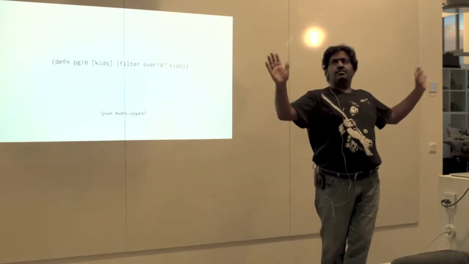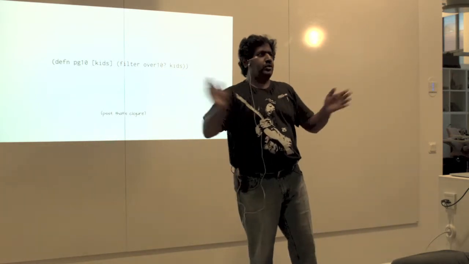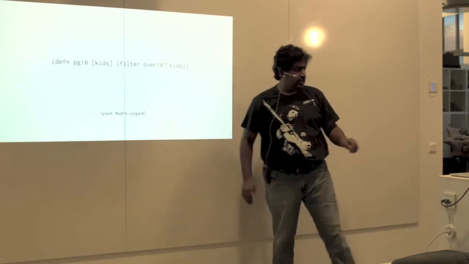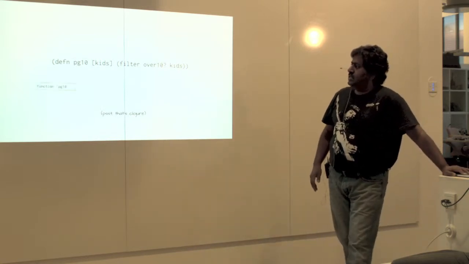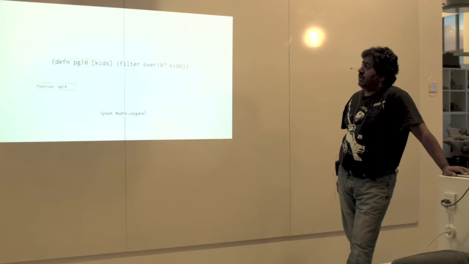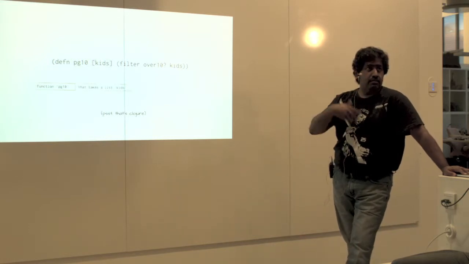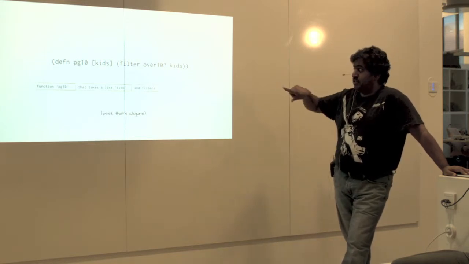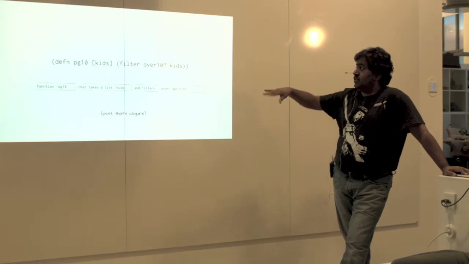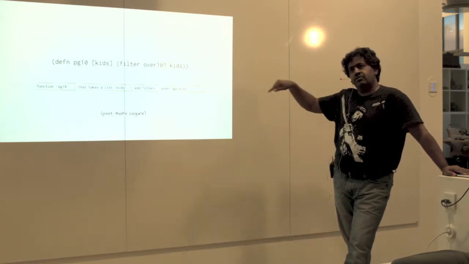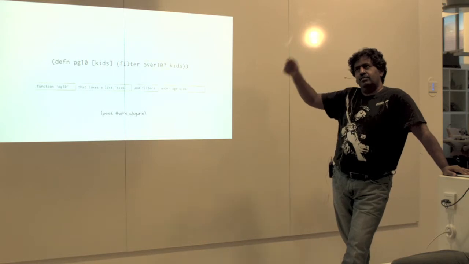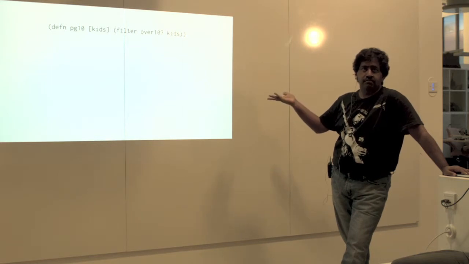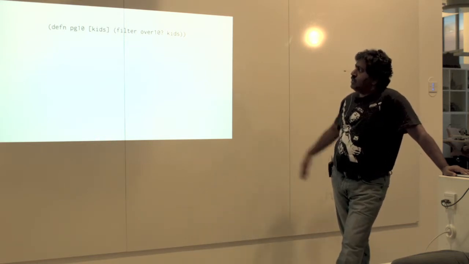Does anybody do Clojure in the room? Even for fun? Okay, so you can ignore all the parentheses. This is a little bit of Clojure, I'll explain it to you. There's a function called pg10. It takes a list of kids, people, children, and it says filter the list of children. There's another function called over10, which will iterate through the list, identify which kids are over 10, and return those kids that are over 10. So that's what that function does.